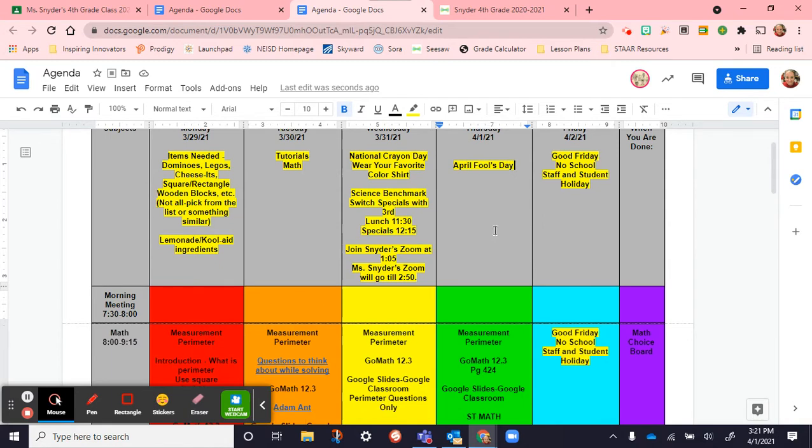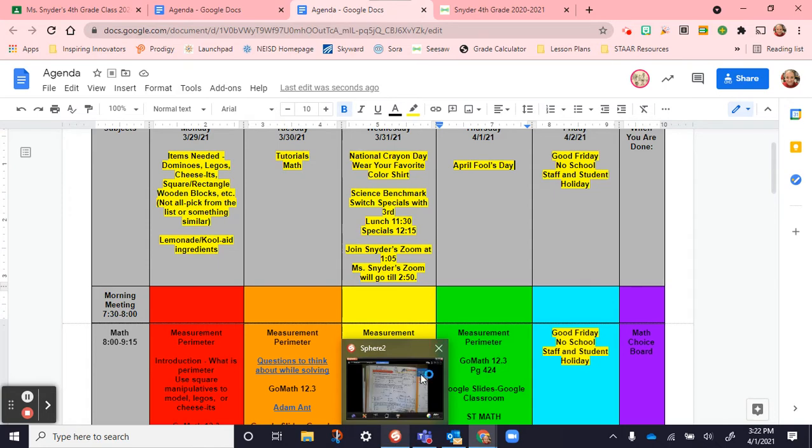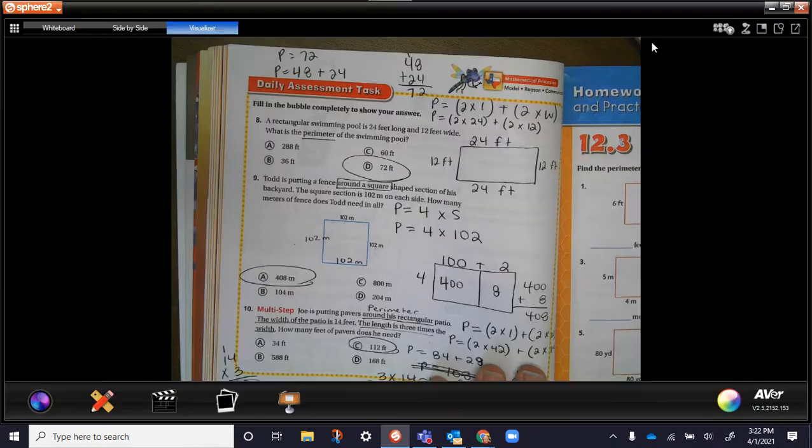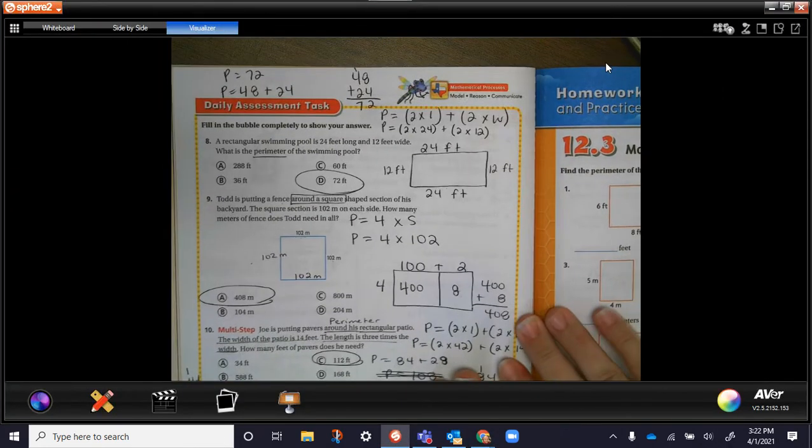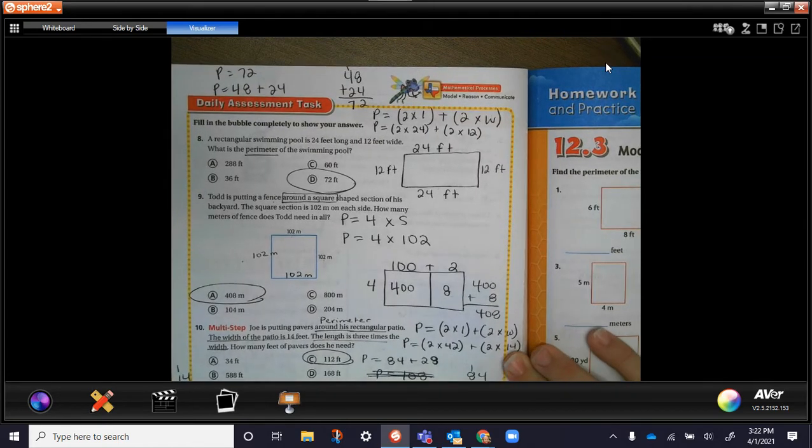All right, let's get started. We had finished 12.3, so let me open this up in my book here. And that is on page 424 is where we left off. All right, so on page 424, we did a few of these here at the top.